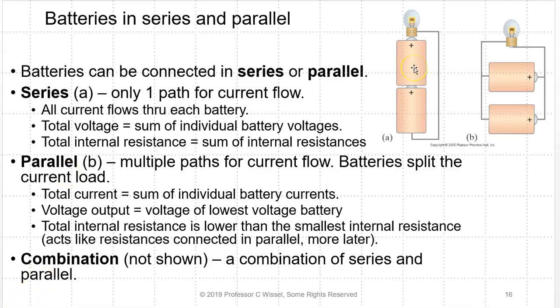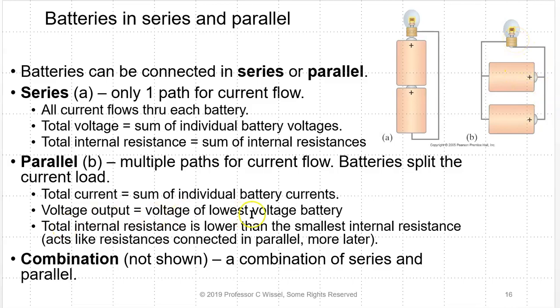If this has an internal resistance of 0.1 ohm and that's an internal resistance of 0.1 ohm, the total internal resistance is 0.2 ohms. Parallel, which is this arrangement, has multiple paths for the current to flow. Batteries then split the current load, which makes them tend to last longer. The total current is the sum of the individual battery currents. So this is producing 1 amp and that's producing 1 amp. The light bulb will be seeing 2 amps.